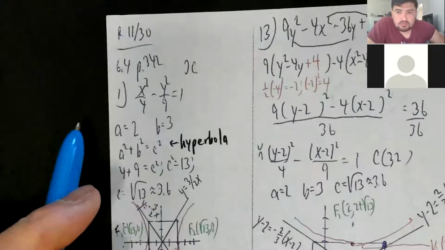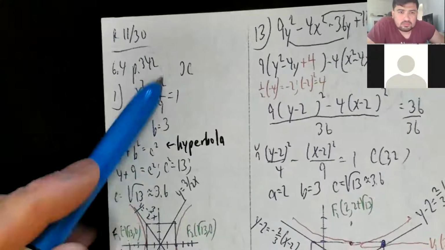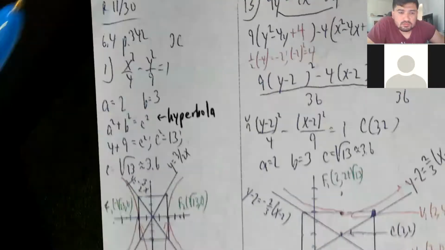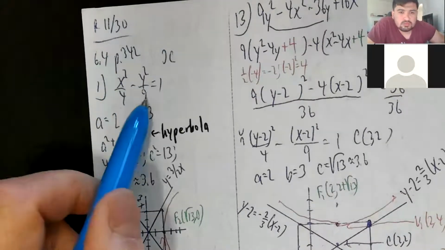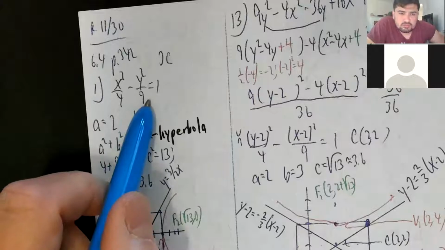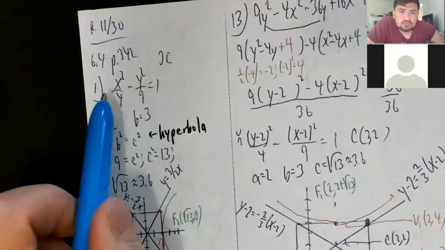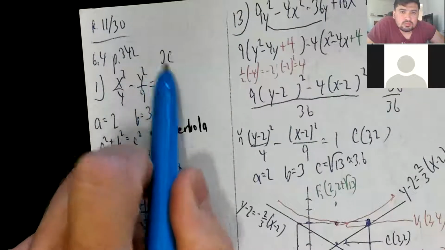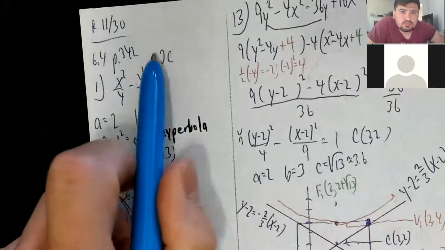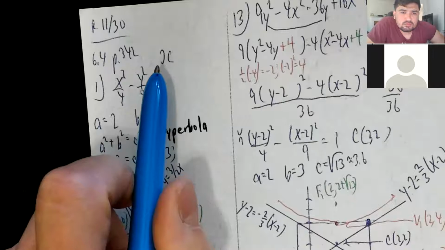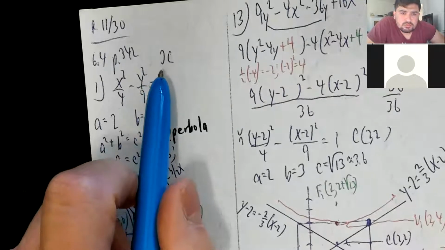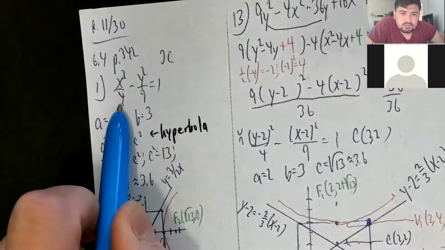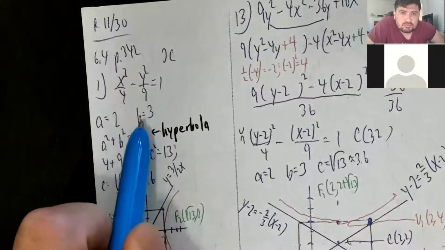Well, here we go. So 6.4, page 342. Again, ignore any dates that are here. So X squared over 4 minus Y squared over 9 equals 1. All right, first thing I notice, X is positive, Y is negative. It's going to go left and right. So I like to draw myself a tiny little hyperbola here so I know what's going on. A is 2, square root of this number. B is 3, square root of this number.